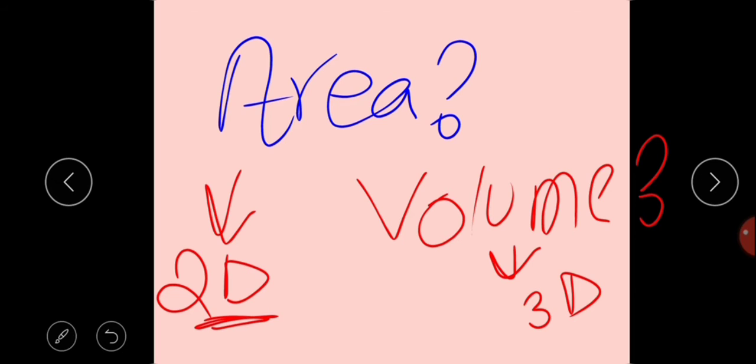It's how much space any object is covering. If it is a 2D object, then that space is known as the area. If it is a 3D object, then that space covered is said to be the volume. So before we move forward, if we don't know what 2D and 3D is, we cannot differentiate between area and volume. So let's have a look at what basically 2D and 3D shape is.